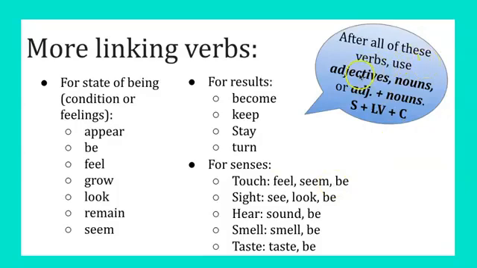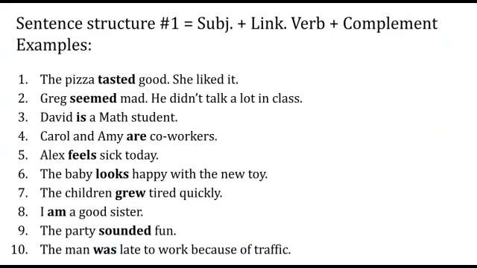After these verbs, remember you need complements. That means you need an adjective, a noun, or an adjective plus a noun. These are linking verbs, so you always need a complement after. Let's look at some examples of how we can use the first sentence structure. So let's study these examples. Number 1, the pizza tasted good.